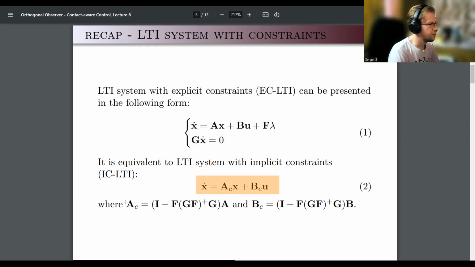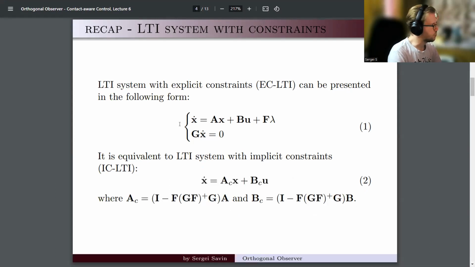And the result would be new A and B matrices, which would be different by this common factor. You can call it a projector if you want, right? So they will be different in terms of this common factor. All right, fine. This is what regards the models.